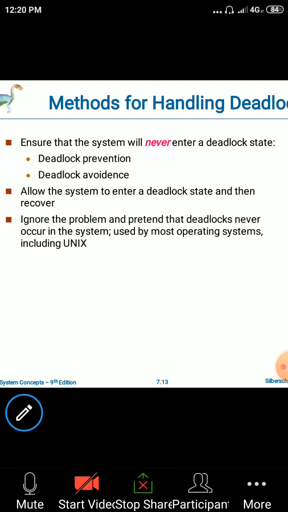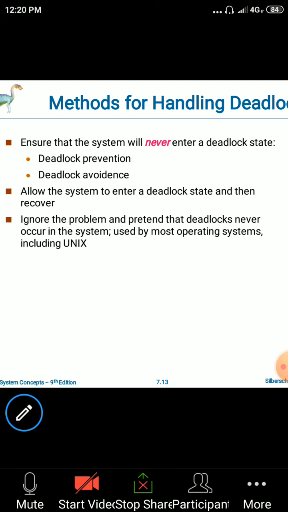So in this class, first we'll see which methods are available, then we'll discuss in detail the deadlock prevention algorithms, or how we can use the methods to prevent deadlock. As I said, we can make use of the deadlock prevention or the deadlock avoidance algorithm.